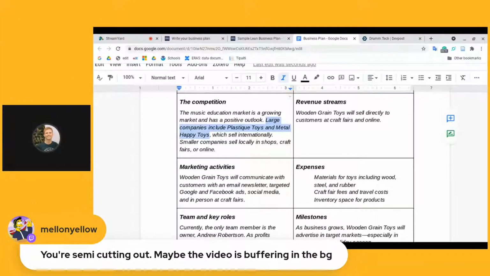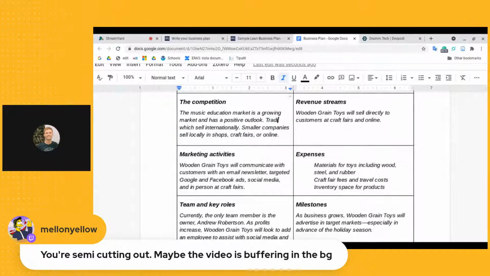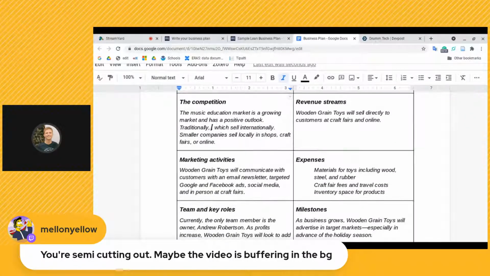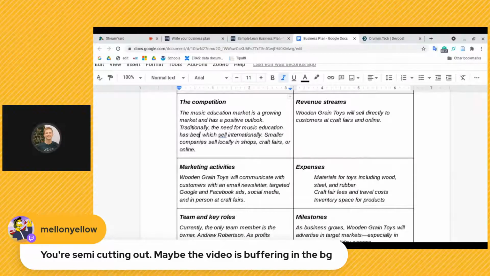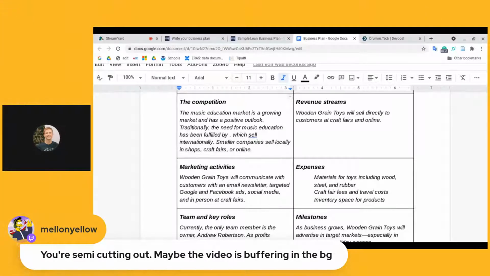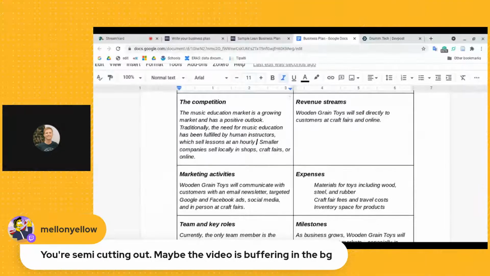So there are two different companies that are listed here. And I want to say, traditionally, the need for music education has been fulfilled by human teachers, human instructors, which sell lessons at an hourly rate, let's say.